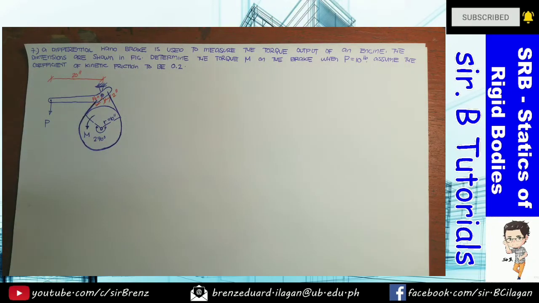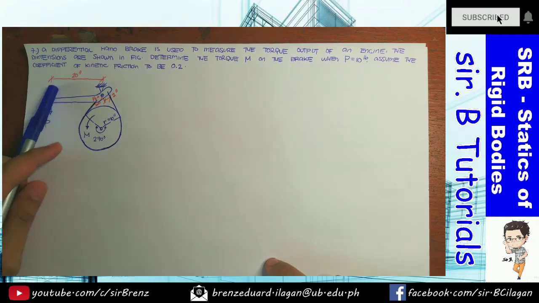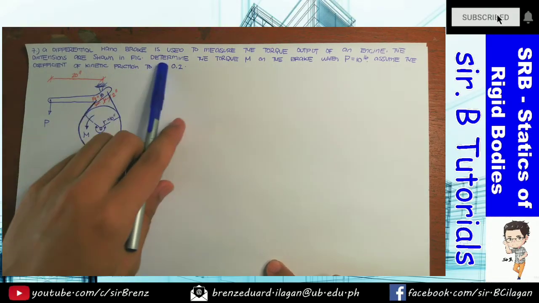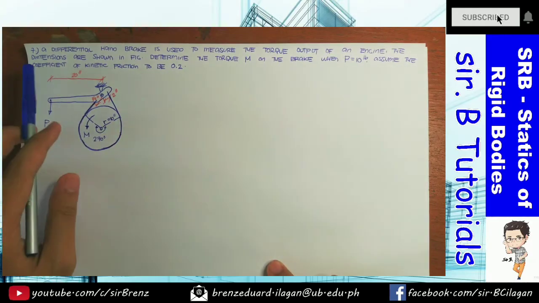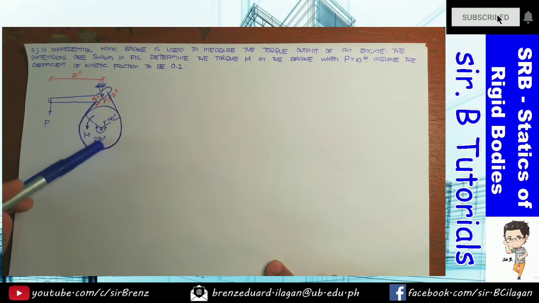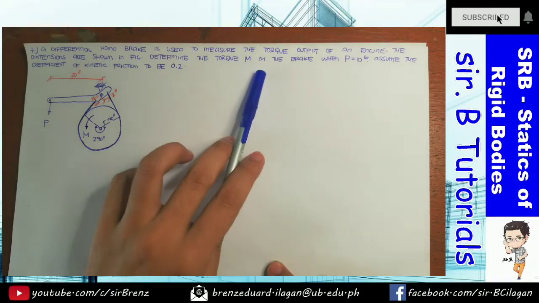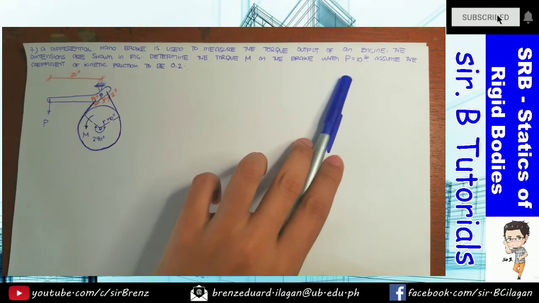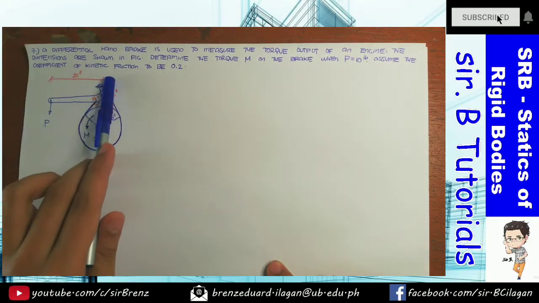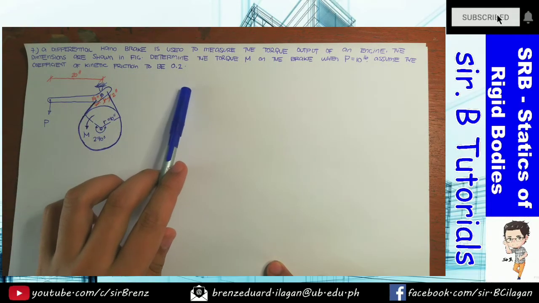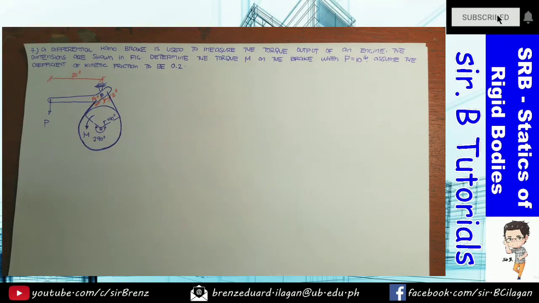Okay, so for our next problem, this is under the topic of belt friction. A differential handbrake is used to measure the torque output of an engine. The dimensions are shown in the figure. Determine the torque M on the brake when P is equal to 10 pounds. Assume the coefficient of kinetic friction to be 0.2.